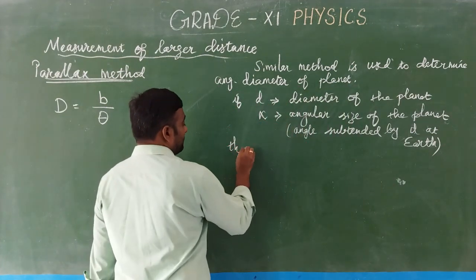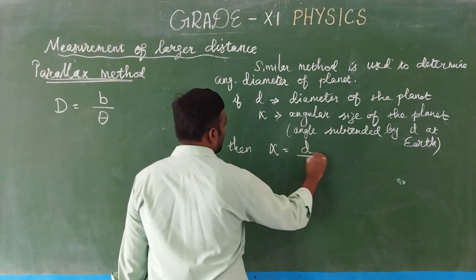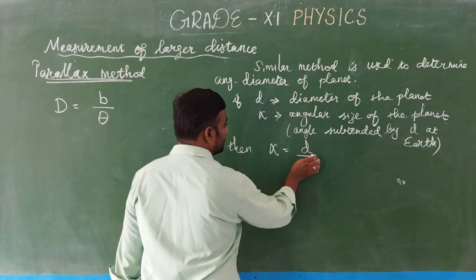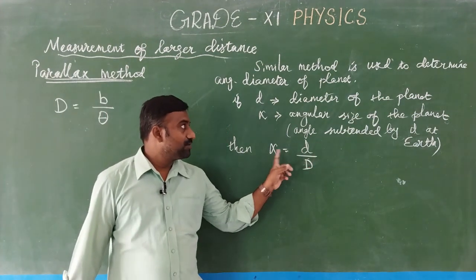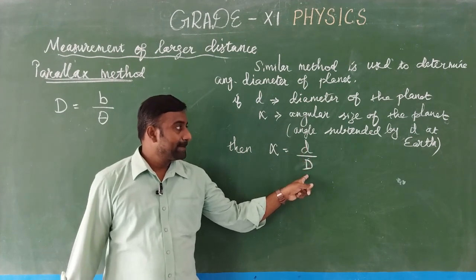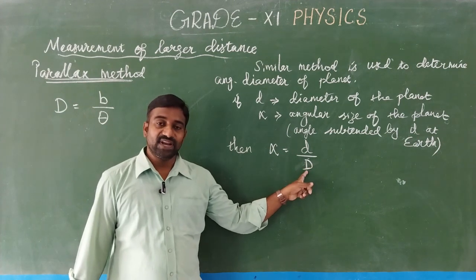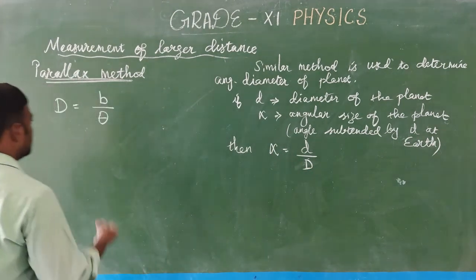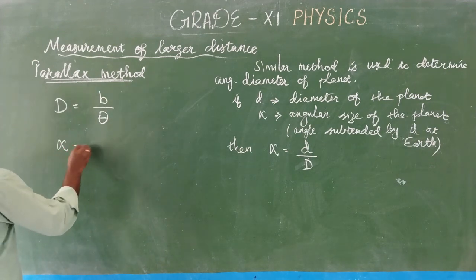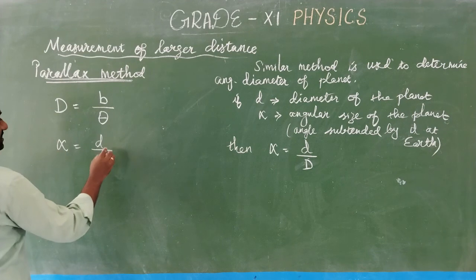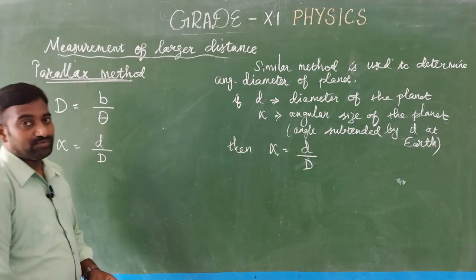Then we can write alpha is equal to the diameter of the planet divided by the distance of the planet. So the angular size of the planet is equal to the diameter of the planet divided by the distance of the planet from the observer. Okay, so we got another formula. The angular size of the planet is equal to the diameter of the planet divided by the distance of the planet from the observer. So we have two formulas.